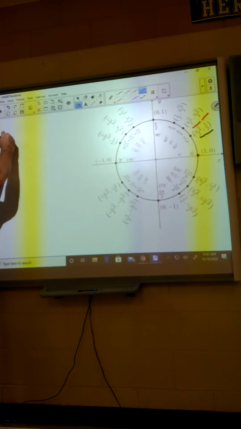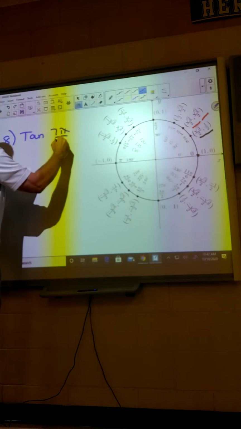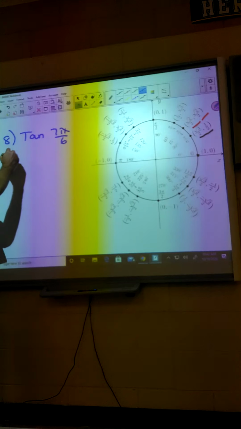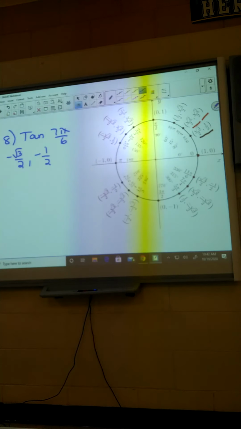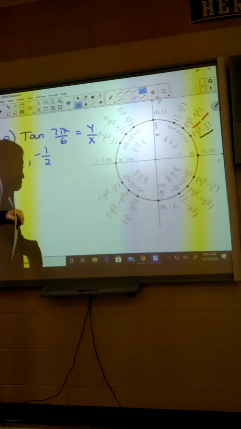All right, number 8. We got tangent of 7 pi over 6. Find 7 pi over 6. There it is. -√3 over 2 and -1/2. All right, this might be our second longer problem. I'm thinking it might be. All right, the formula is y over x. See if y'all can set it up. Go ahead and do your keep, change, flip.